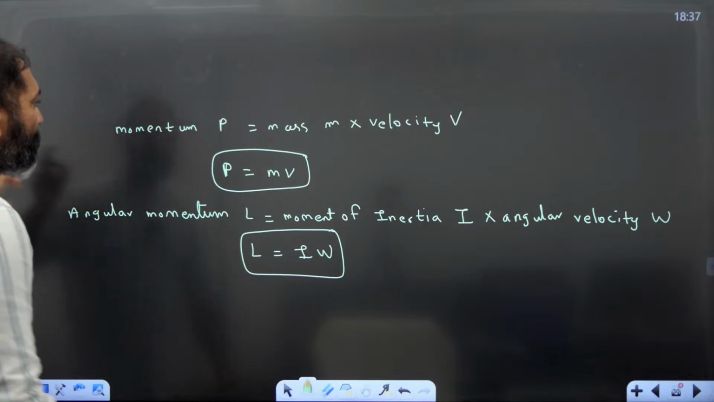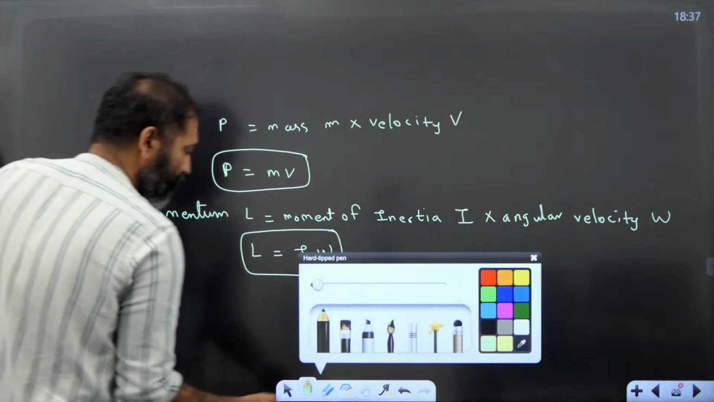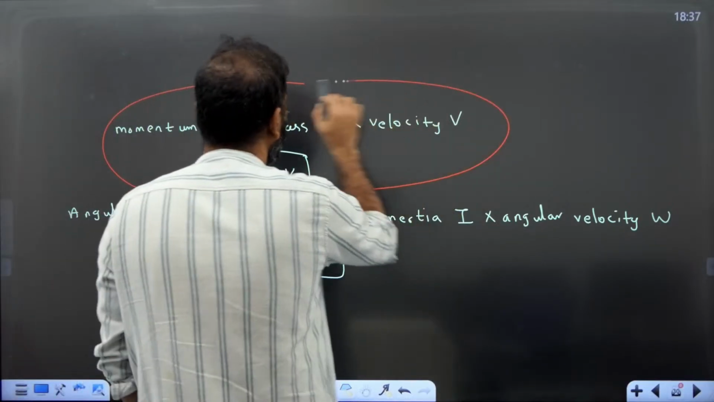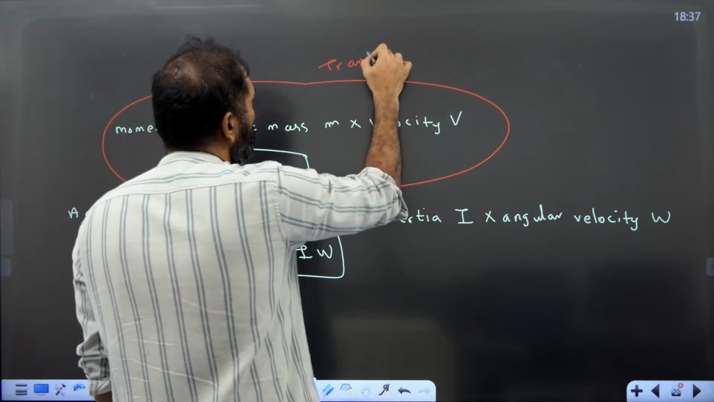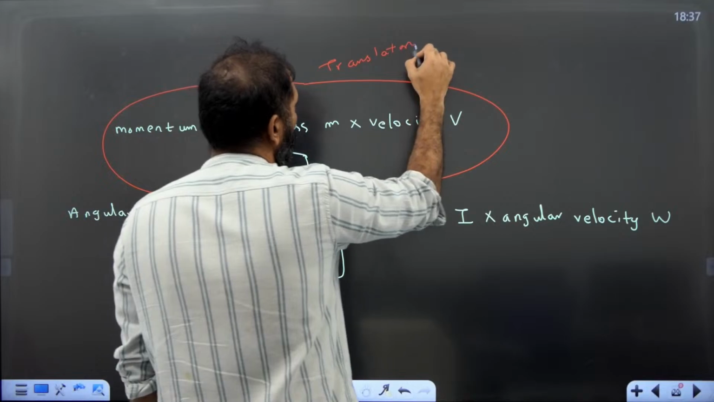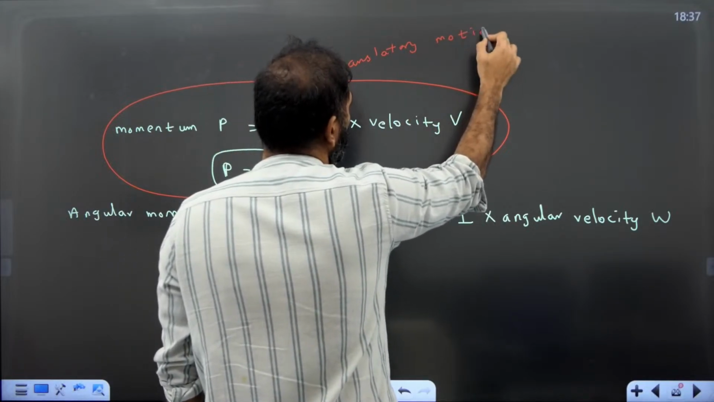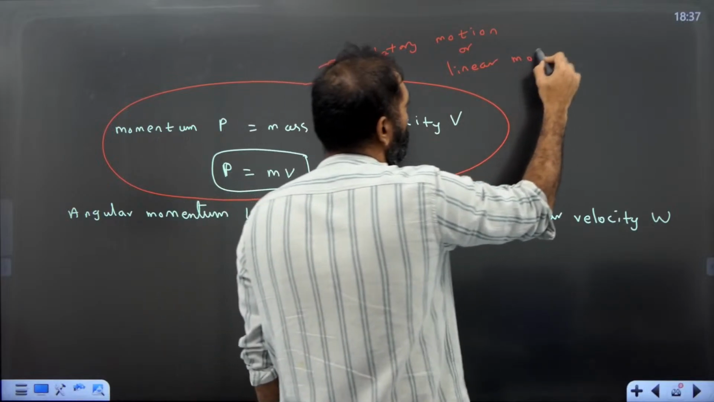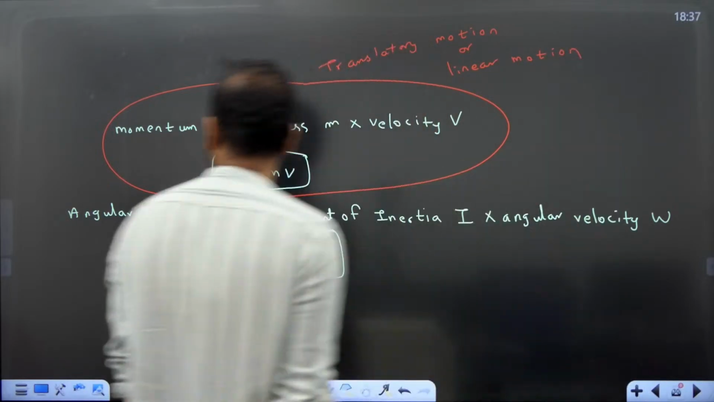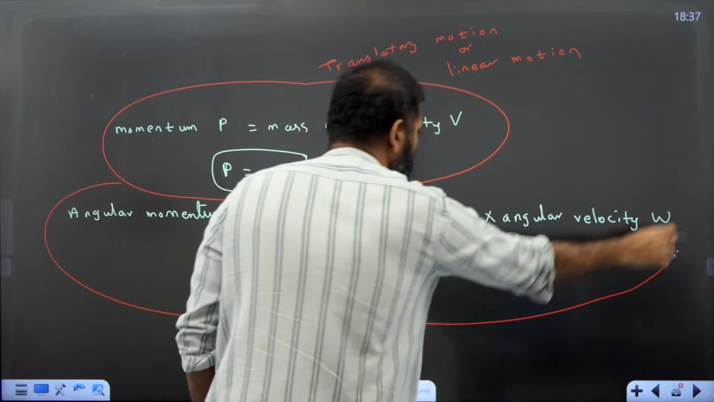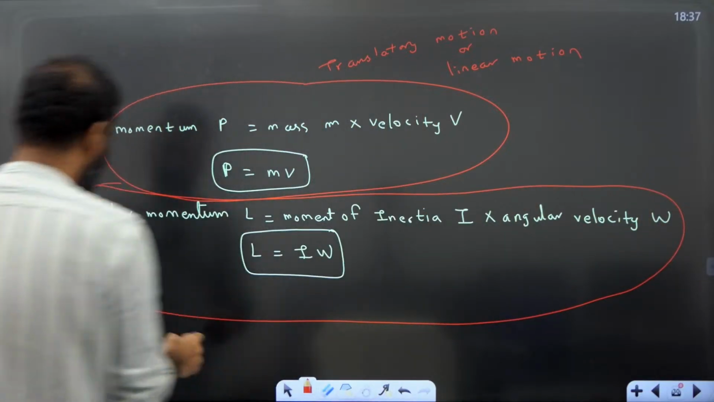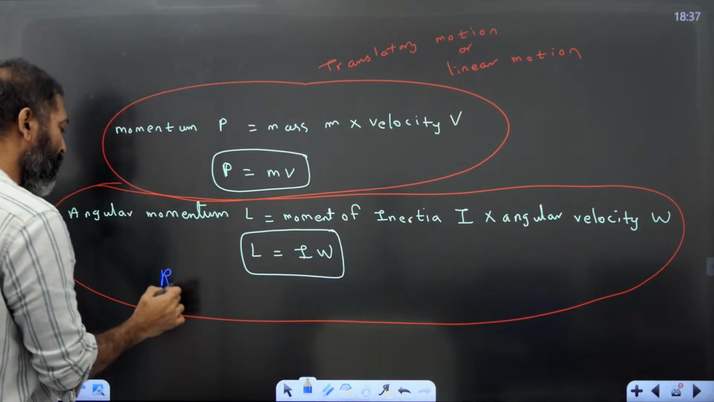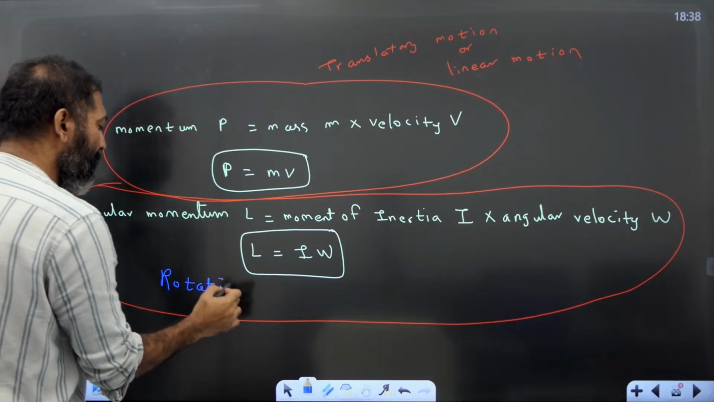So, in translatory motion, or linear motion, what we have? Momentum. In rotational motion, what we have? Angular momentum. Angular momentum happens in rotational motion.